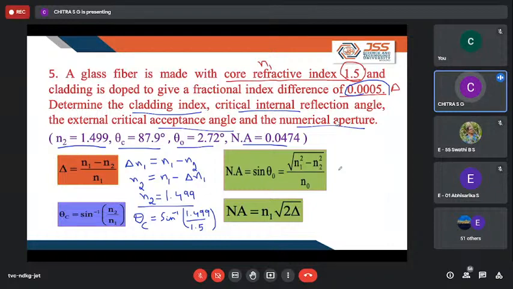Shall we move to the next one? Yes, if you're done with this, check with the answer. So the numerical aperture will be 0.0474 and theta naught will be 2.72 degree. Write down the next one.